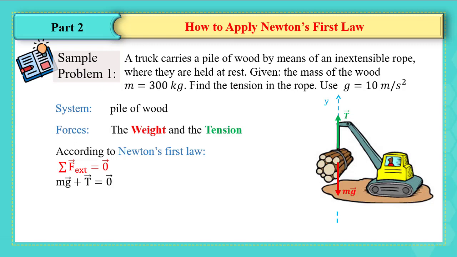The weight is vertically downward, opposite to the positive y-axis, so its projection is minus mg. And that of the tension is just T, since it is vertically upward, along the positive y-axis. So we make the calculation and we find the magnitude of the tension is 3000 newtons, and the answer should be positive.